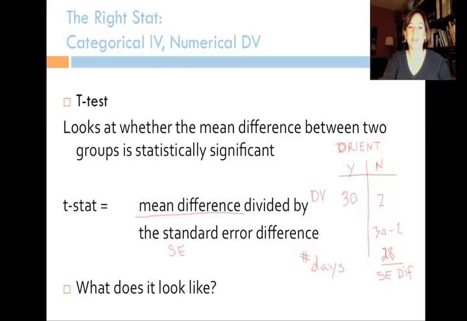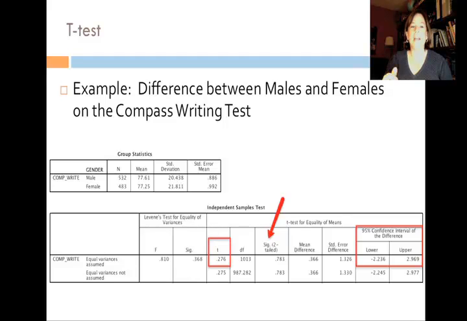SPSS is going to do this for us. So let's see what this looks like exactly. This is an example of looking at males and females and looking at their mean scores on the compass placement writing test. So I've run this analysis in SPSS, and here's what the output looks like. We get regular descriptive statistics for each variable. Compass writing, males, their mean on the compass writing test is 77.6. Compass writing test for females, their mean is 77.25. There's their standard deviation, and here is where SPSS calculates the standard error, which I have been abbreviating like this, standard error.